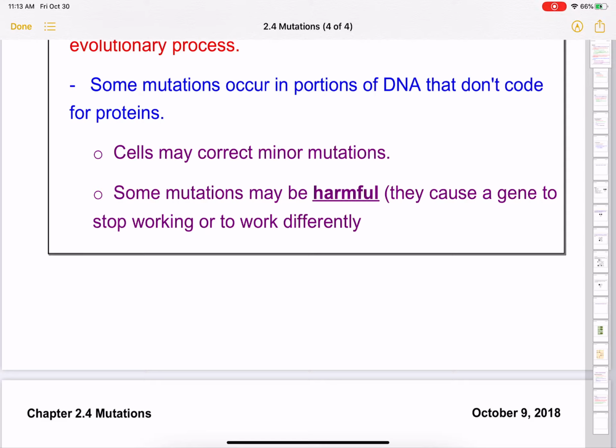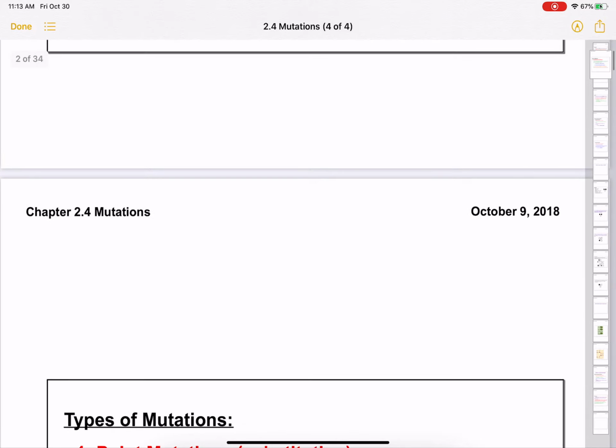Some mutations may be harmful. They cause a gene to stop working or to work differently. So in the case that they are harmful, that would possibly lead to diseases or death, depending on what it is.